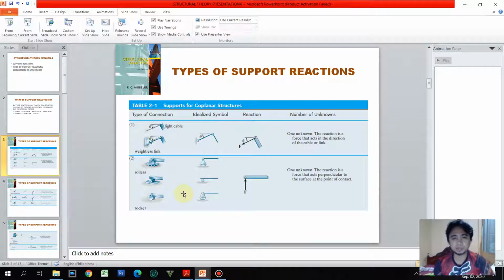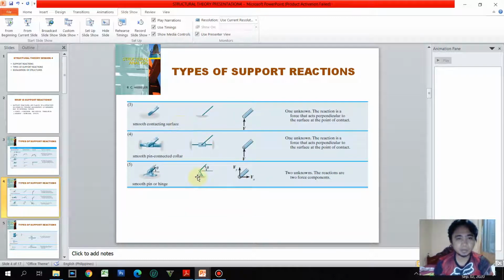Okay, so that is the principle of a roller or rocker. Along the side parallel to where it is resting, it is free to move on that axis. So there is only one unknown. Again, the unknown here is a force that is perpendicular to the plane where it is resting, whether the plane is horizontal, vertical, or even an inclined one.